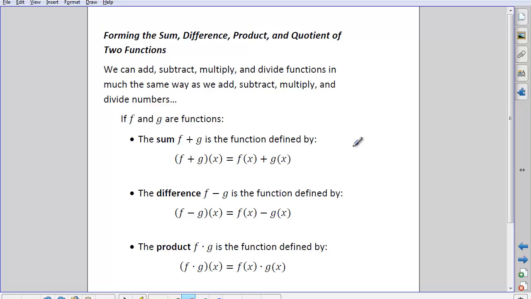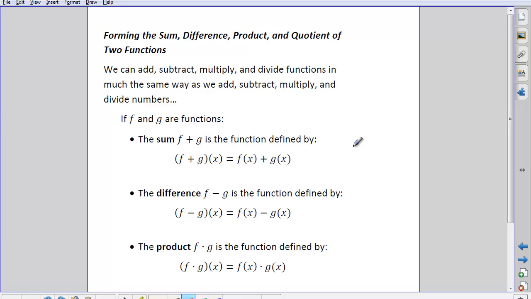The last objective, the last thing we're looking at in this section, is forming the sum, difference, product, and quotient of two functions. So we've defined functions, we've looked at domain a little bit, used function notation, done some things with functions. So now we can kind of actually say, well, what's the point? What can we do with functions?